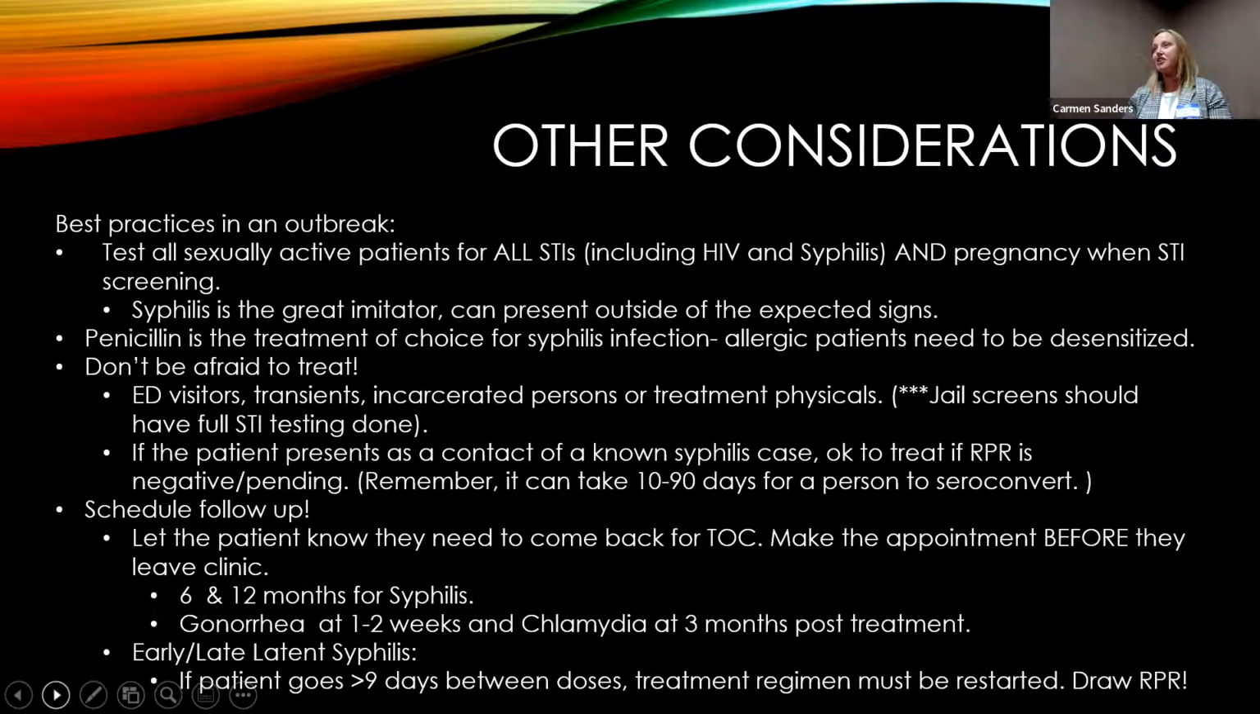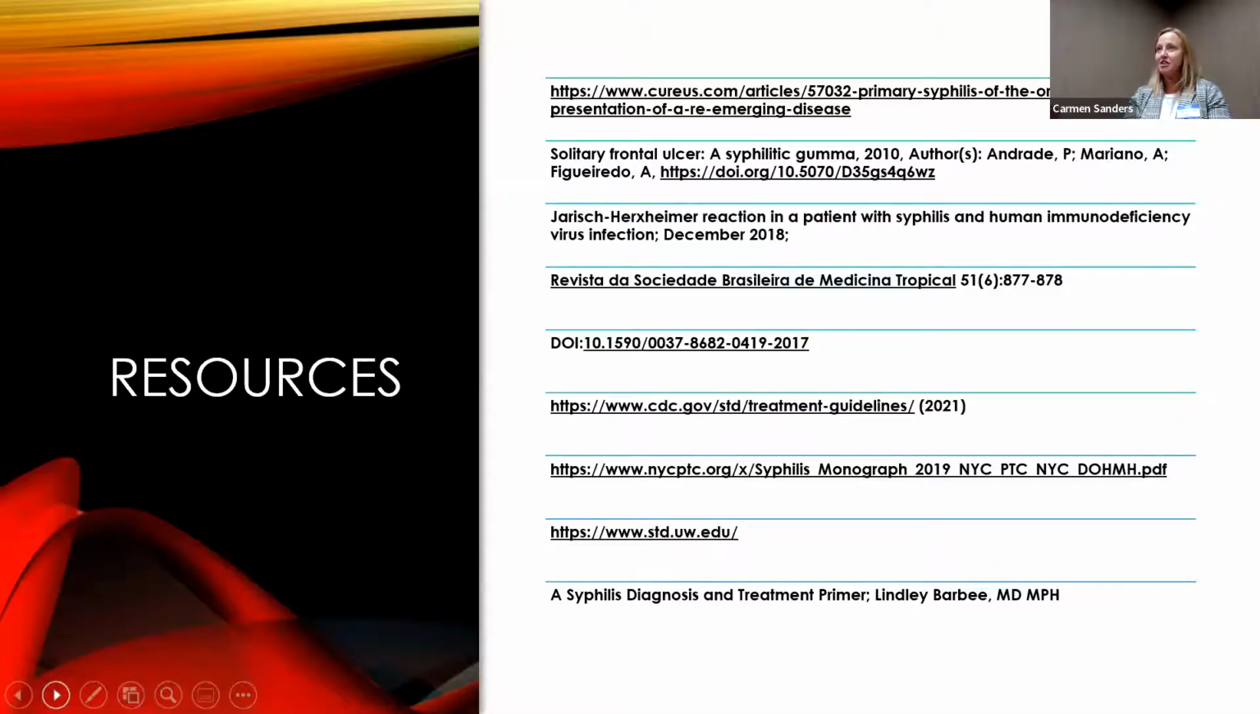And unfortunately, the last thing here, and this is the most often question I get, is if a patient with late syphilis or unknown duration syphilis goes more than 9 days between that first and second, or that second and third injection, you have to start the course all over. And you really should draw an RPR so you know where you're starting at again. I think that's everything. Any questions?